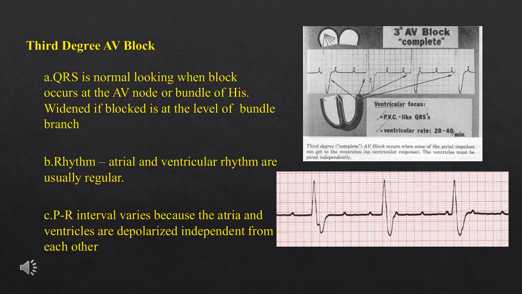In third degree AV block, the rhythms of the atria and ventricles are usually regular, but dissociated. The QRS is normal looking when block occurs at the AV node or bundle of His, widened if block is at the level of the bundle branch. The PR interval varies because the atria and ventricles are depolarized independently from each other.